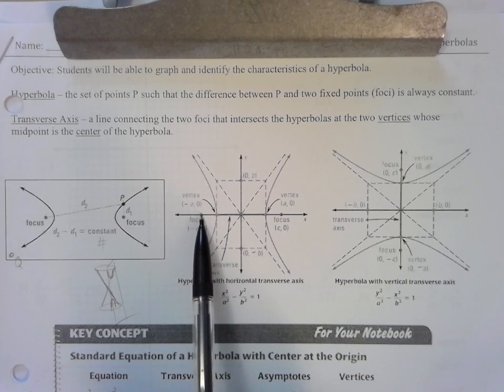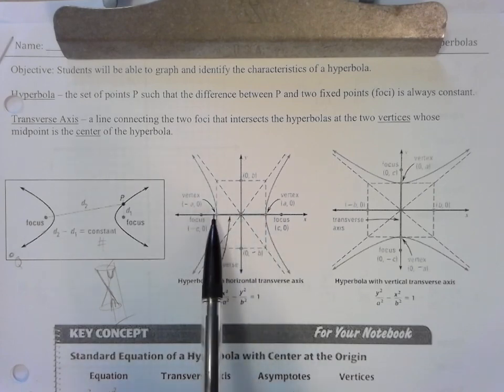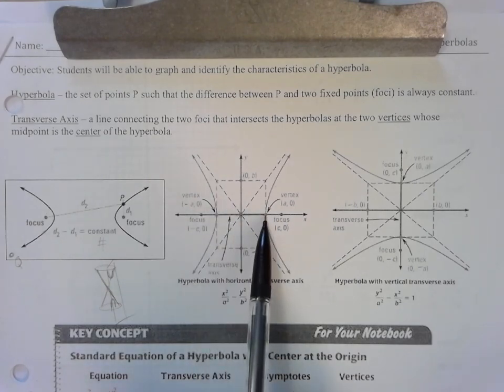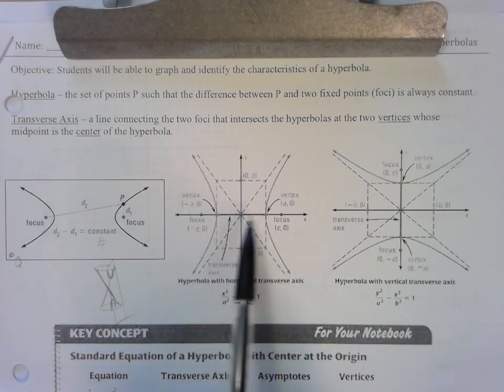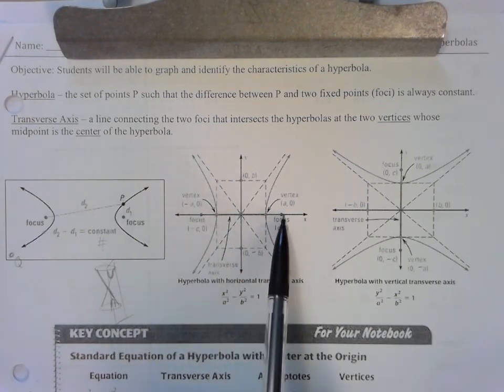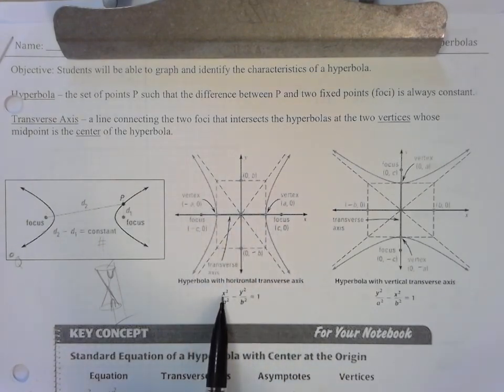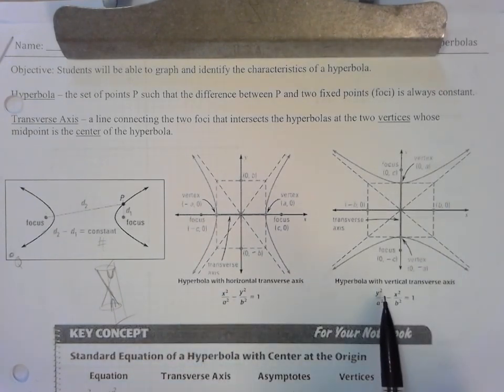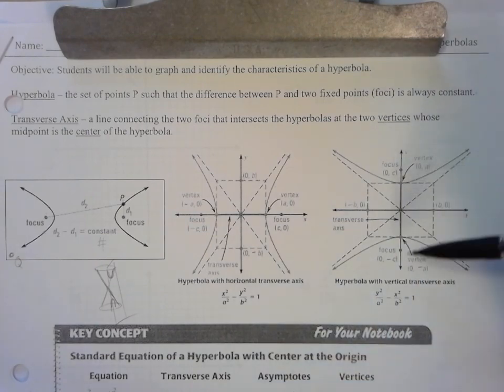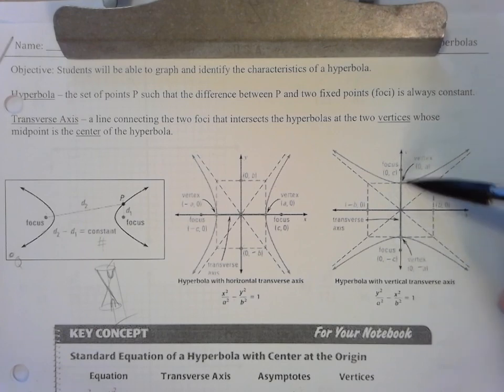It's a line that connects the two foci, but it also connects the two vertices, and it also runs through the center. So this transverse axis is horizontal, and that's because the x is the squared variable that's positive. When the y variable is the squared variable that's positive, then your transverse axis, containing the two foci, the two vertices, and the center, runs vertically.